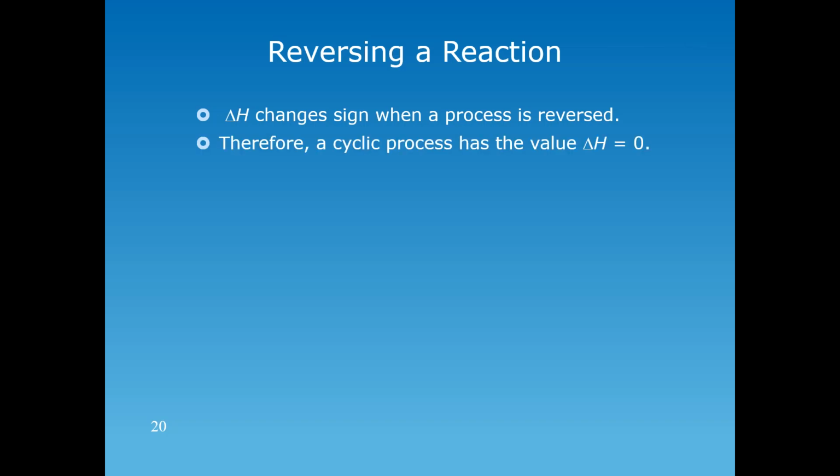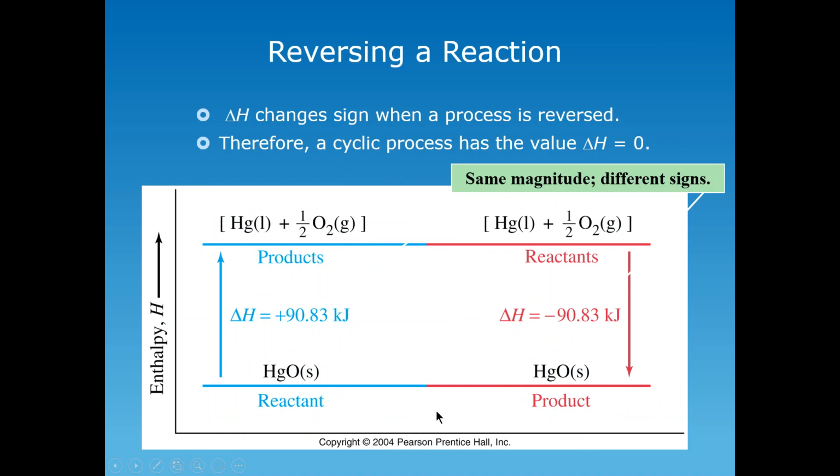Okay, so let's talk about what happens when you reverse a reaction. If the reaction is reversed, then the sign of delta H is changed, right? So if the reaction going in one direction is associated with delta H being positive, then the reverse reaction will be delta H negative. And therefore, in a cyclic process, delta H is 0, right? So if you go from reactant to product and then from product back to reactant, then delta H would be equal to 0. And that's very important when it comes to calculating delta H for certain reactions, as we're going to see later on. In fact, let's look at this example right here.